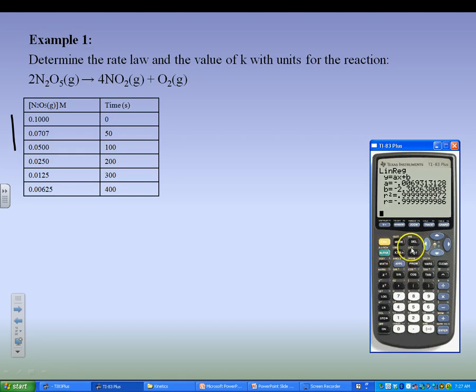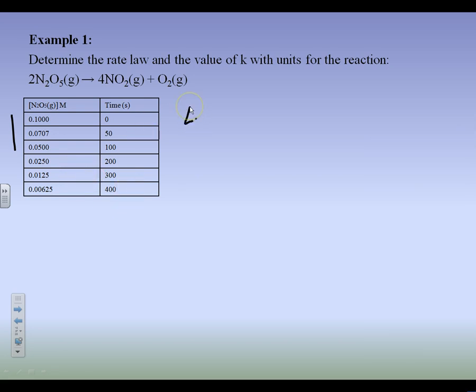But just to be sure, let's try the third one. Go back to my stat, calc, linear regression, and we're going to do L1, which is our time, and L4. Okay, my R squared value is 0.88. So that tells me that the one that I want is where I'm plotting L1 versus L3. That gives me a linear regression of 0.999.